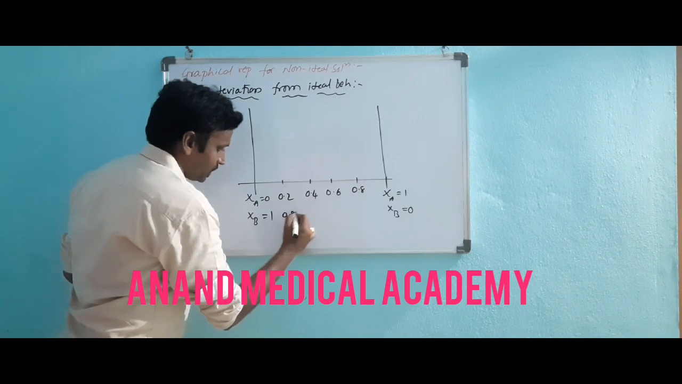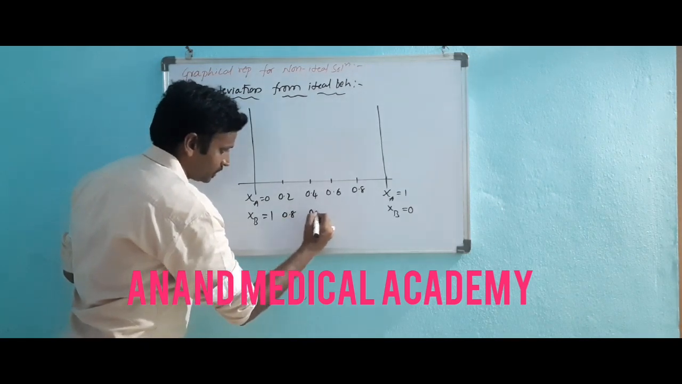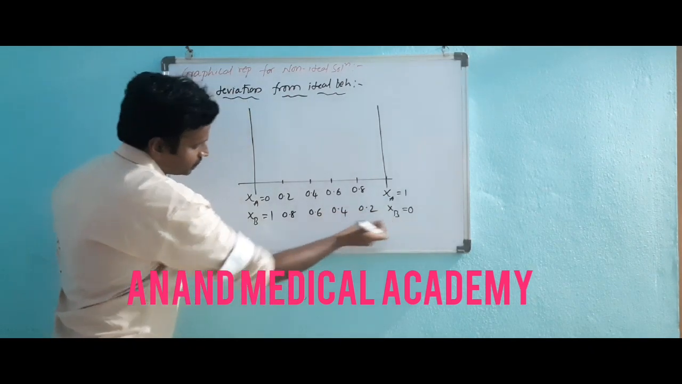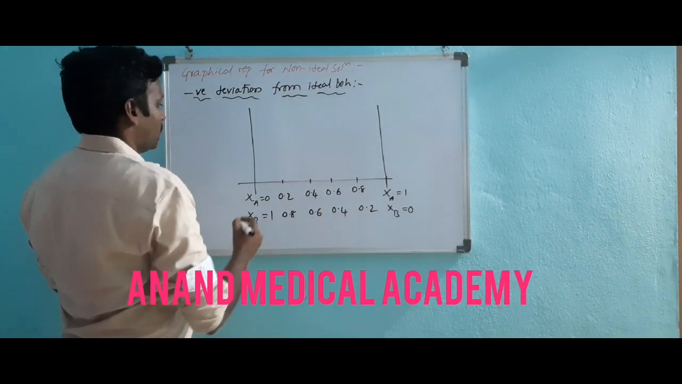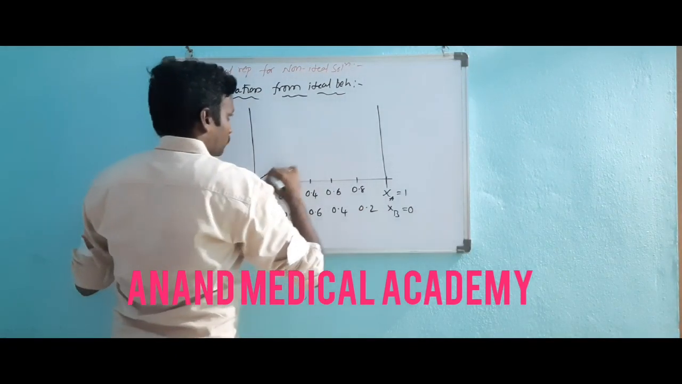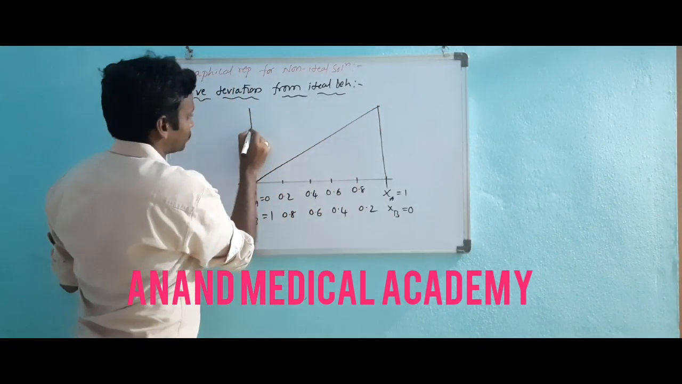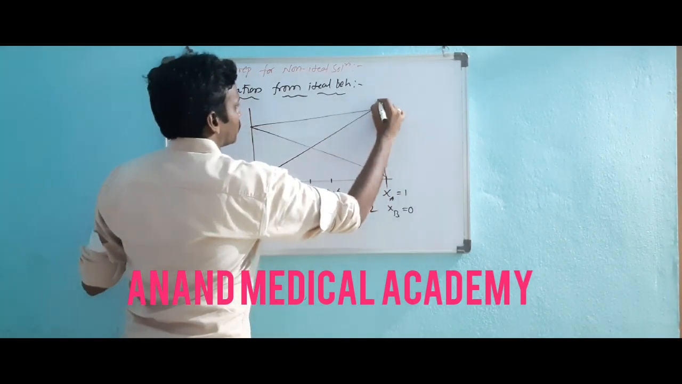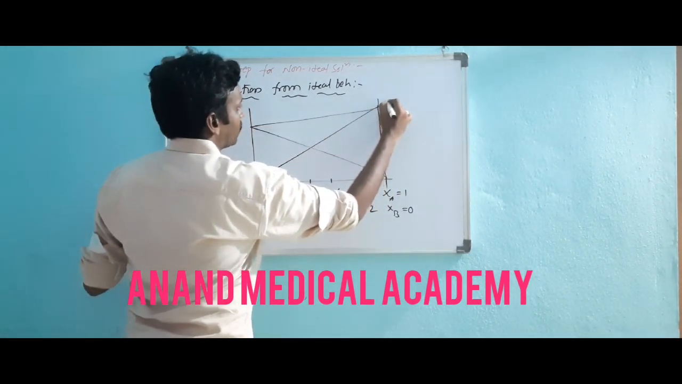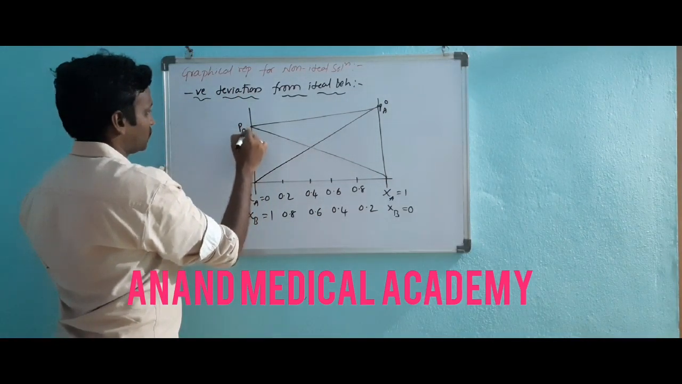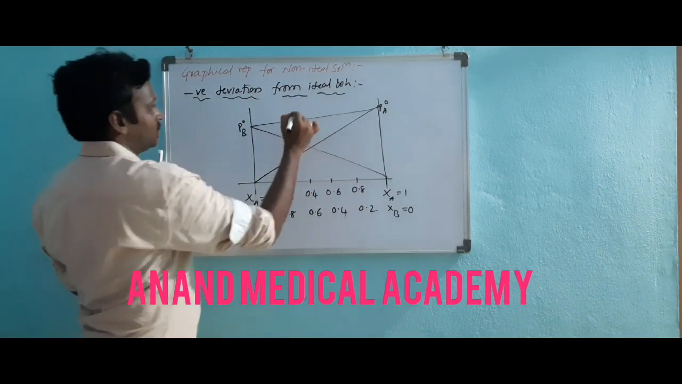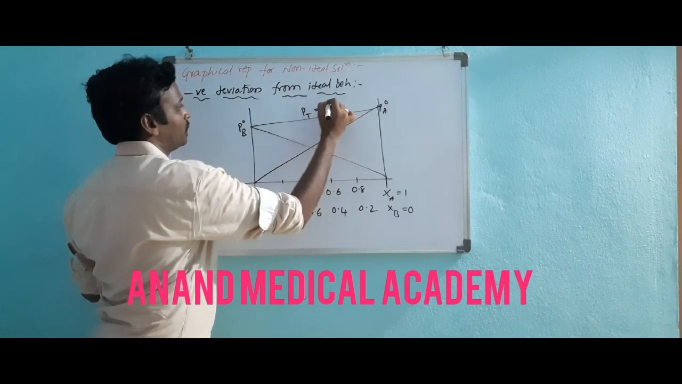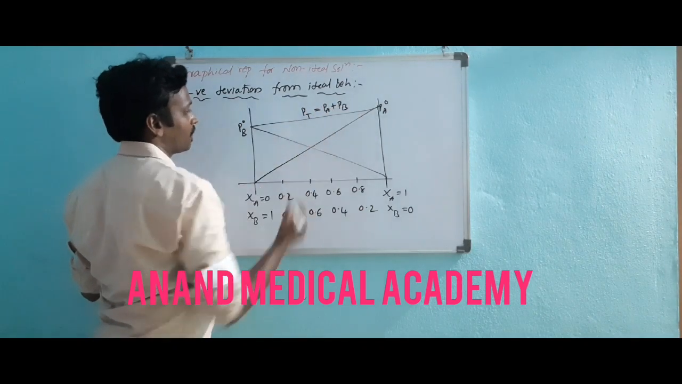And it is 0.8, 0.6, 0.4 and 0.2. In this way the mole fraction of B is increasing. So as I told you, this is the thing you have to remember. Okay, and this is P total, this is PA naught and this is PB naught. P total is equal to PA plus PB.